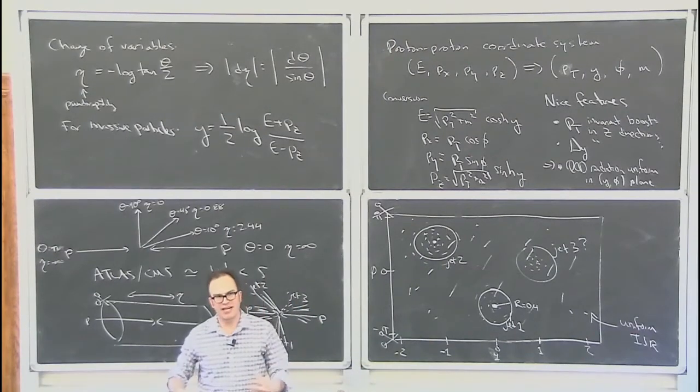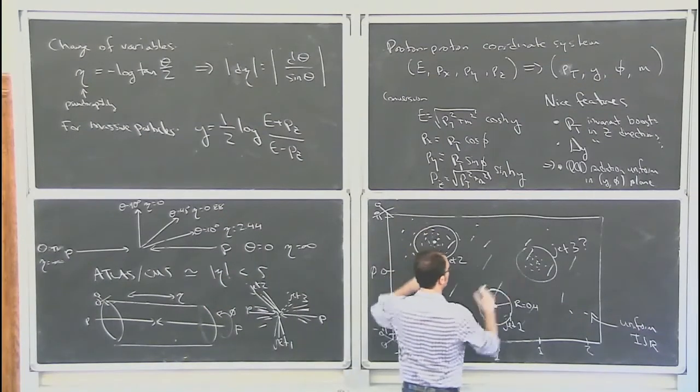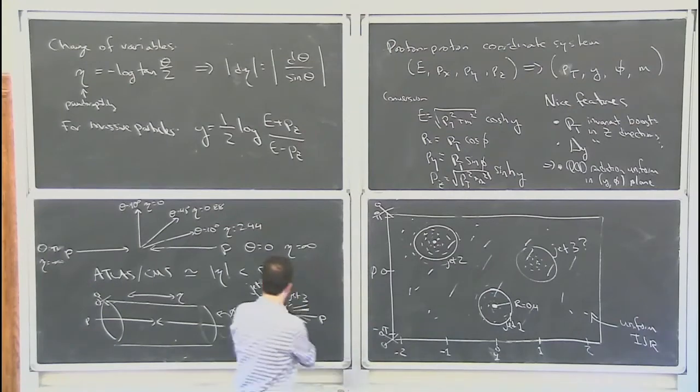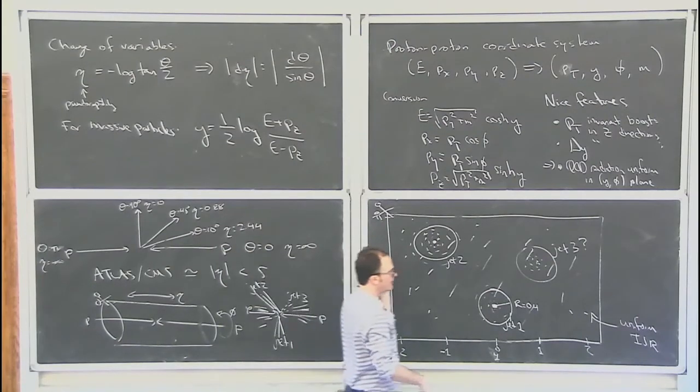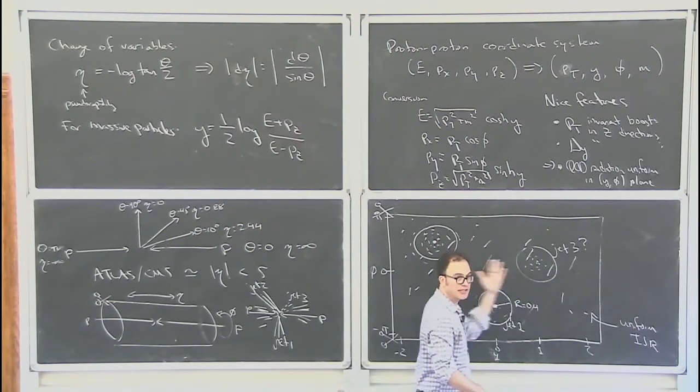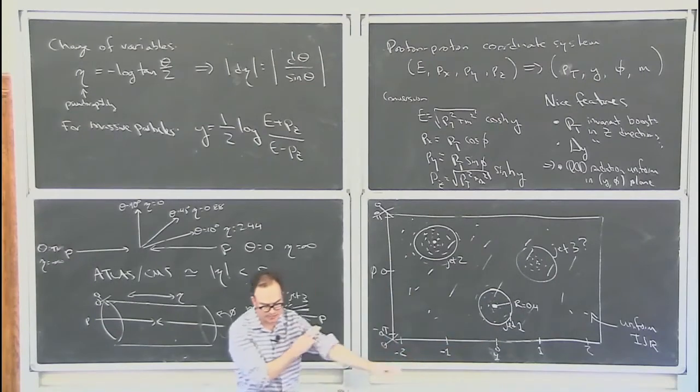But the thing I want to emphasize is these collinear singularities. These collinear singularities tell you where the radiation is going. They're collimated along the direction of hard partons, and they're collimated with respect to the beam, which looks like uniform radiation in this rapidity azimuth plane.